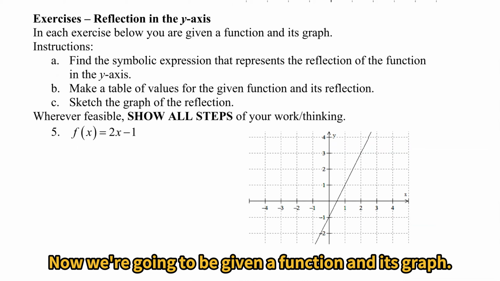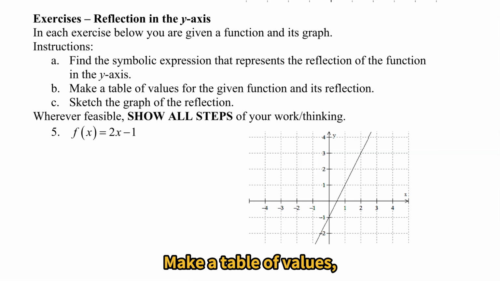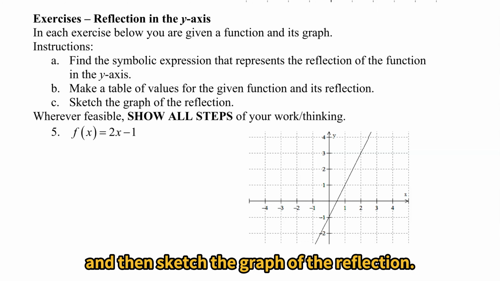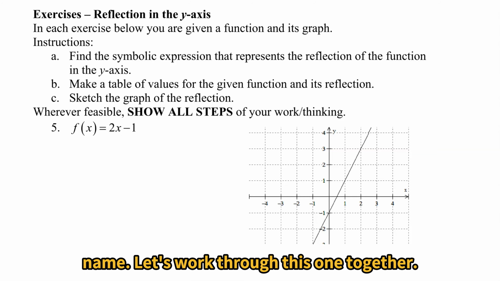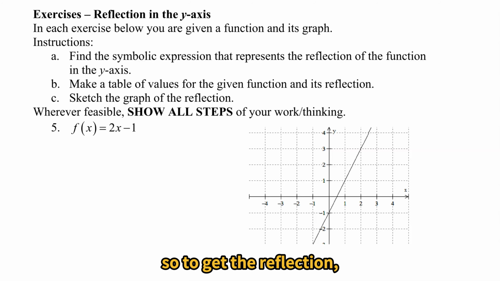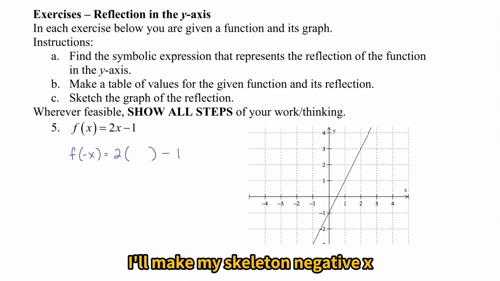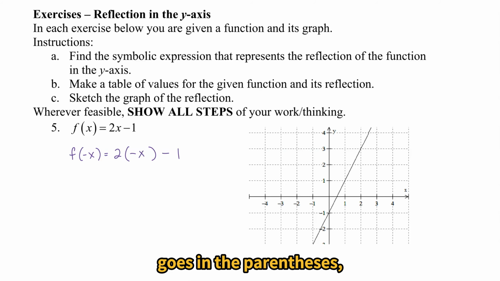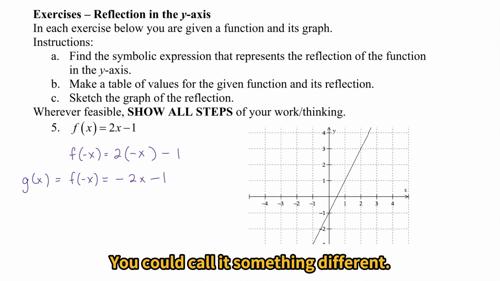Now we're going to be given a function and its graph. We want to find the symbolic expression, make a table of values, and then sketch the graph of the reflection. Remember to change your function's name. Let's work through this one together. f of x is 2x minus 1. So to get the reflection, I replace the x with a negative x. 2x minus 1, I'll make my skeleton. Negative x goes in the parentheses, and I can simplify it: negative 2x minus 1. I'm going to call this new function g. You could call it something different.